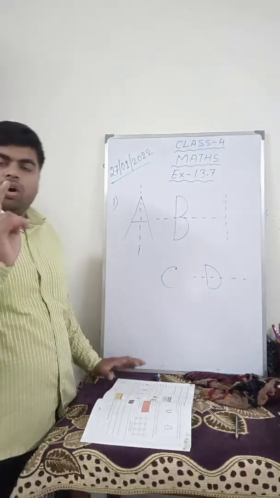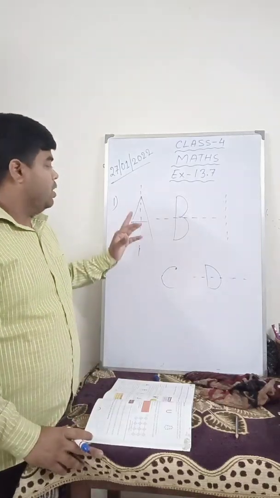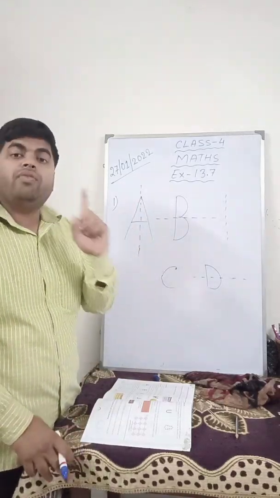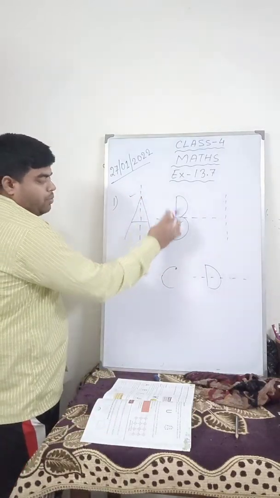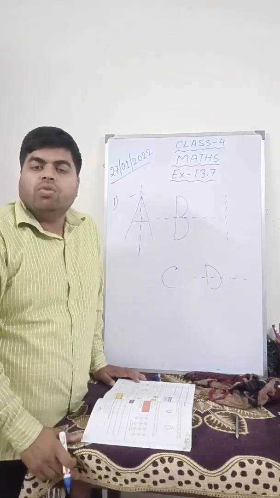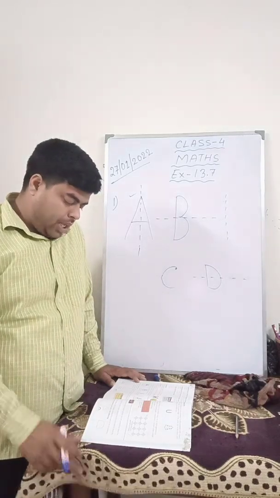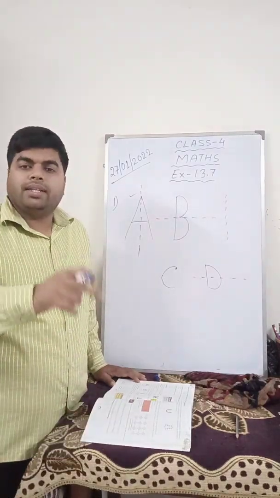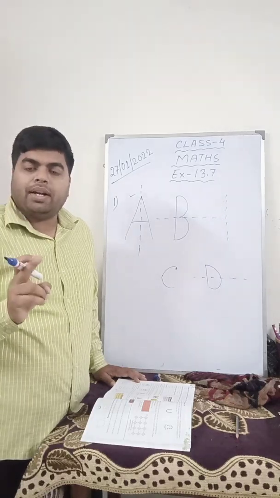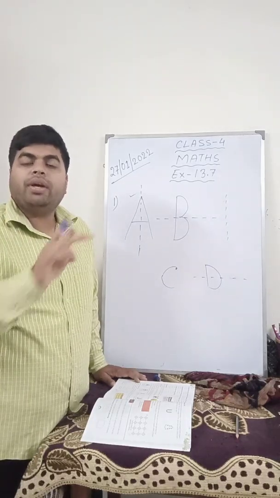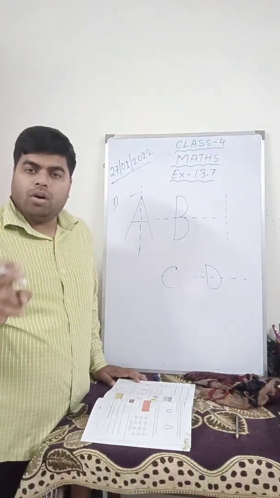So for question number 1, you have to write all the alphabets in capital letters whose line of symmetry will be vertical, not horizontal. So you will write only A. You don't have to show the alphabets which will have horizontal as their line of symmetry. In question number 2, you have to write all the alphabets in capital letters whose line of symmetry will be horizontal, not vertical.